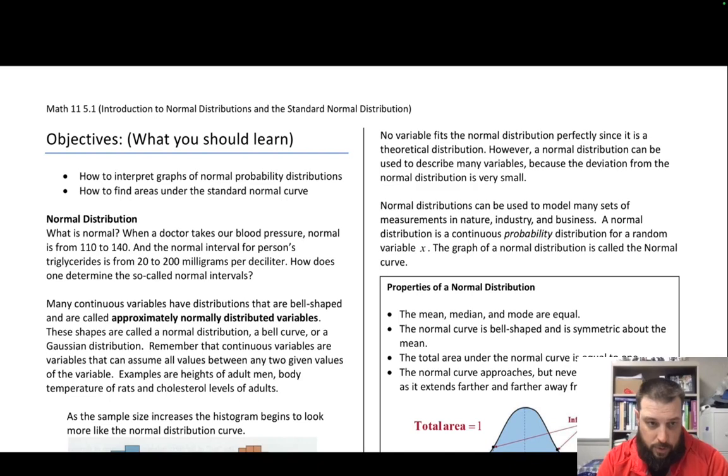Here's an example. When a doctor takes our blood pressure, normal is from 110 to 140, and the normal interval for a person's triglycerides is from 20 to 200 milligrams per deciliter. So how does one determine the so-called normal intervals?